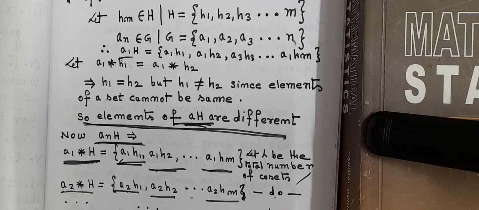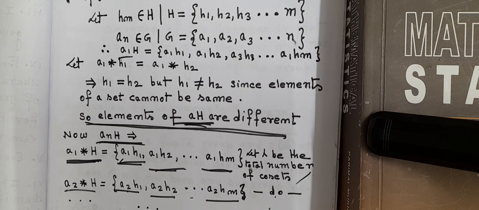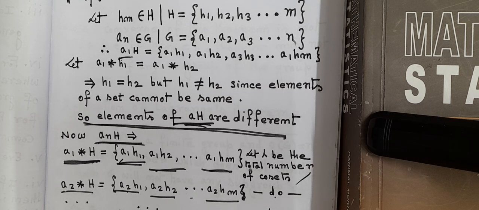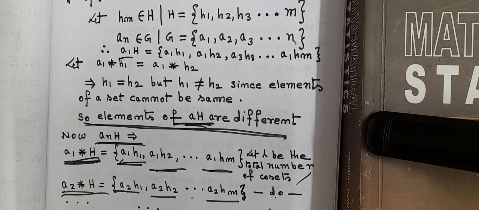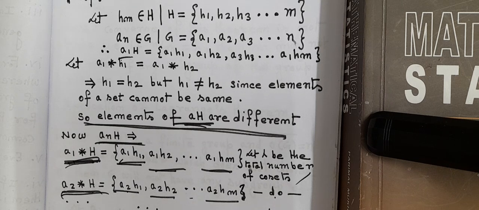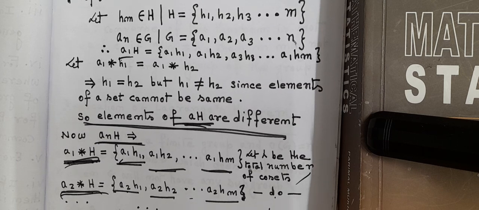So we can say that a1, a2, ..., an belong to G, and h1, h2, h3 belong to G, and H is a subset of G because H is a subgroup of G. Therefore we can write G equals a1H union a2H union ... till anH, because if all of these belong to G, then the union of all of these will be a member of G.